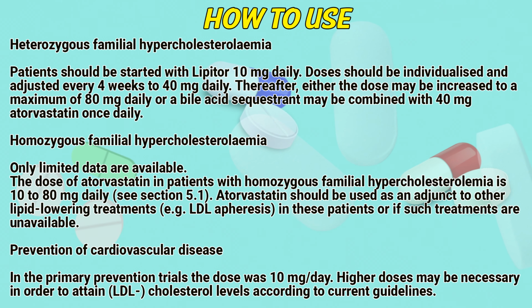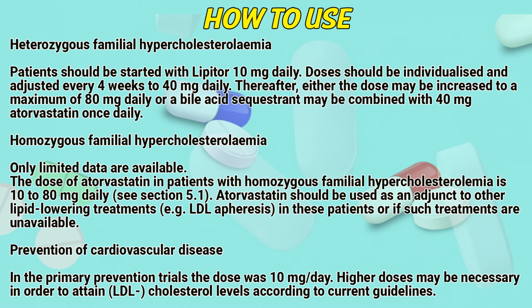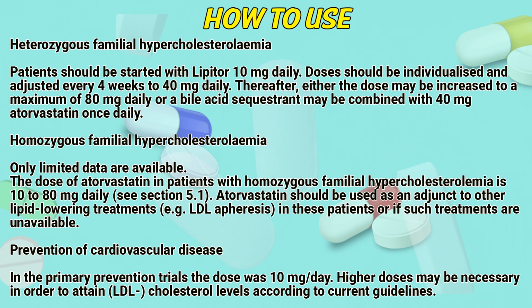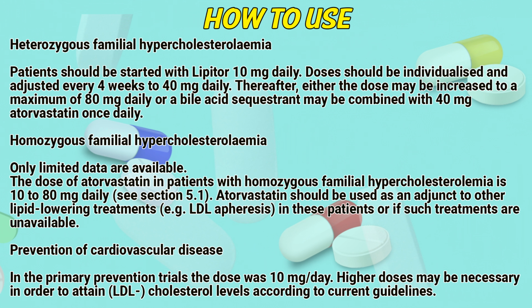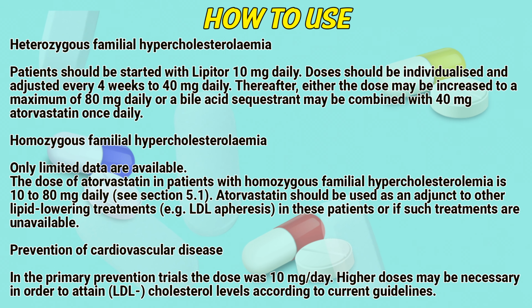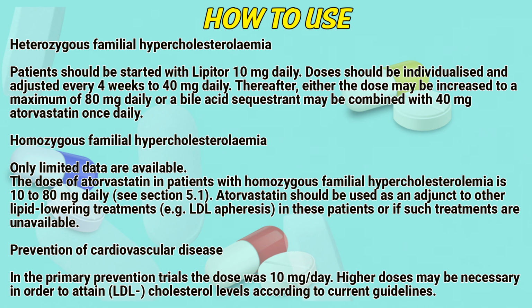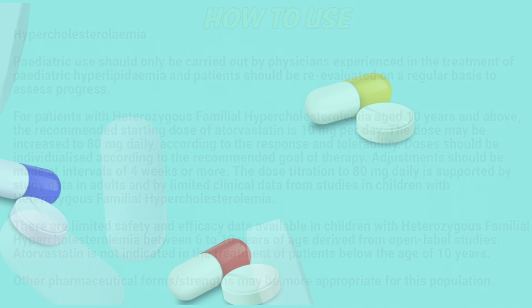Homozygous familial hypercholesterolaemia. Only limited data are available. The dose of atorvastatin in patients with homozygous familial hypercholesterolaemia is 10 to 80 mg daily. Atorvastatin should be used as an adjunct to other lipid-lowering treatments in these patients, or if such treatments are unavailable. Prevention of cardiovascular disease. In the primary prevention trial, the dose was 10 mg per day. High doses may be necessary in order to attain LDL cholesterol levels according to current guidelines.